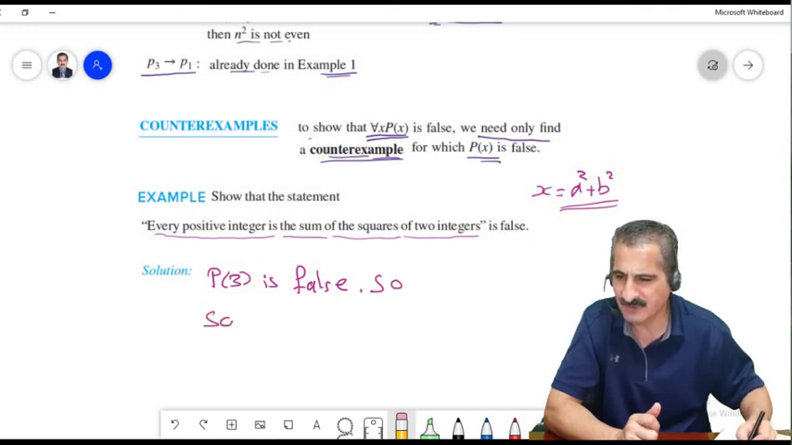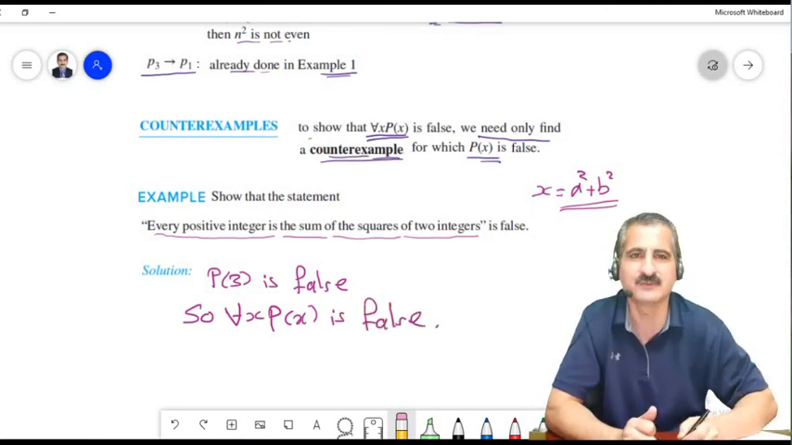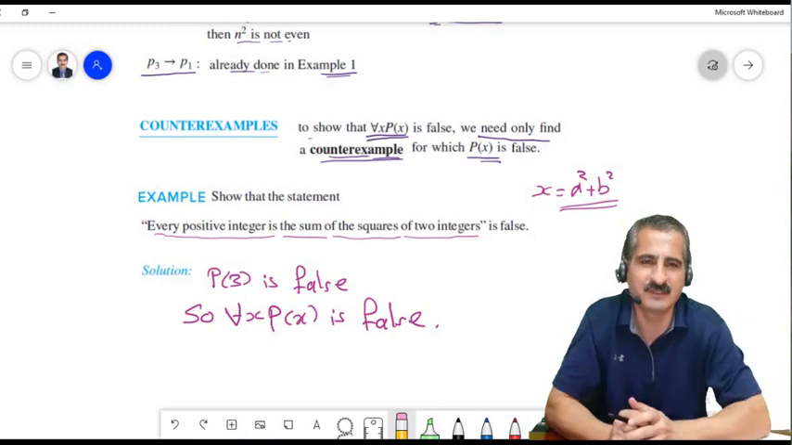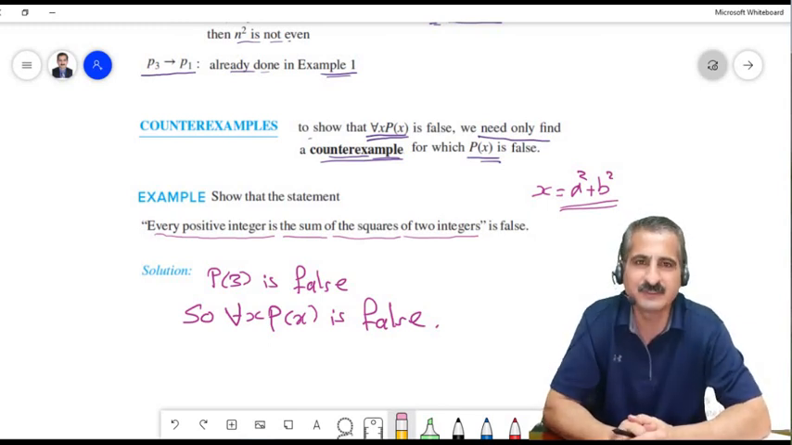Let me write it here. Okay. So this is not true. For every x, p of x is false, because we just found a counterexample. So these are all the methods of proof, and to this point we are done, and thank you.